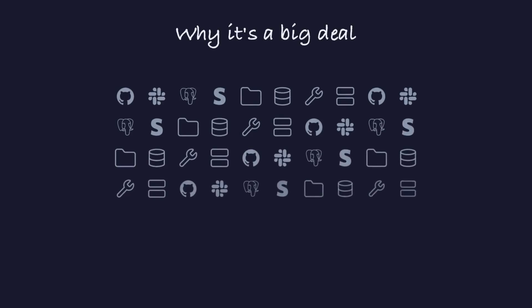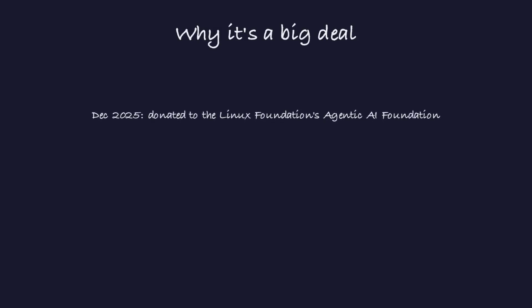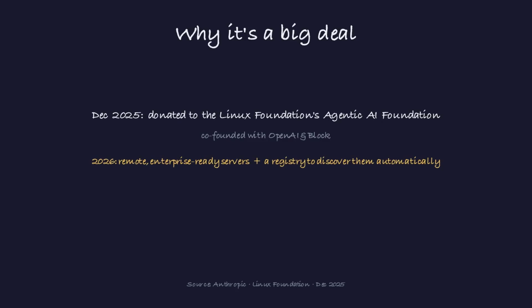Here's why this matters so much. Because MCP is open and universal, an entire ecosystem exploded around it, thousands of ready-made servers for tools you already use. Every server someone builds instantly works with every compatible AI. It's moving fast. In 1 year, MCP became one of the fastest-growing open-source projects in AI. And in December 2025, Anthropic donated it to the Linux Foundation's new Agentic AI Foundation, co-founded with OpenAI and Block.